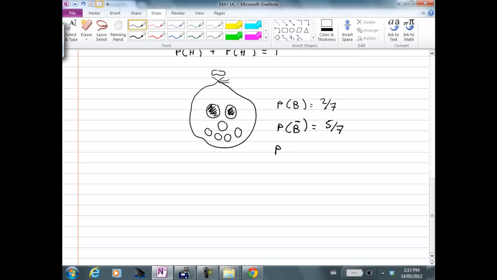And notice one thing. If I go P of B plus the probability of not getting B, it always equals 1, no matter what. So your concept lies in this one main thing today: the probability of getting something plus the probability of not getting something equals 1. That's the main concept.